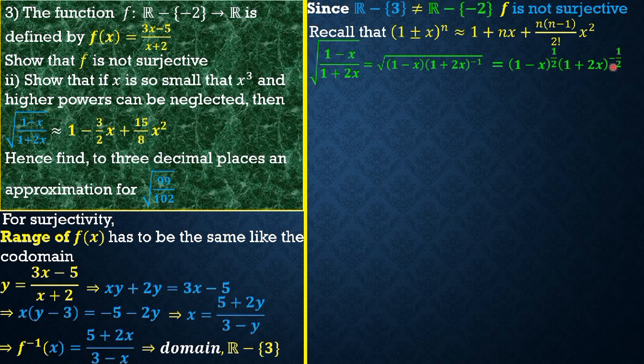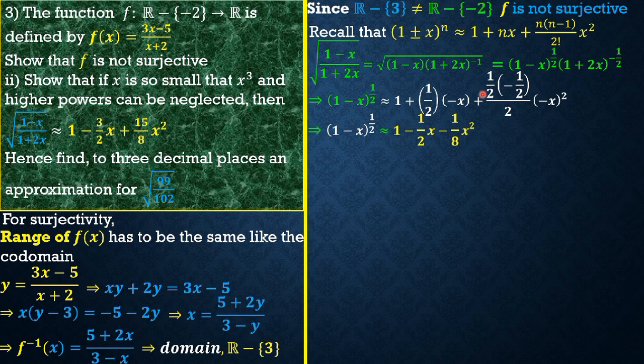Doing the binomial expansion for each of the terms, we start with (1 minus x) raised to the power 1/2. We are going to have it being approximately equal to 1 plus 1/2 times negative x. Keep in mind our x in this case is negative x, and our n is 1/2. So we have this. Simplifying it, friends, gives us 1 minus 1/2 x minus 1 over 8 x squared.